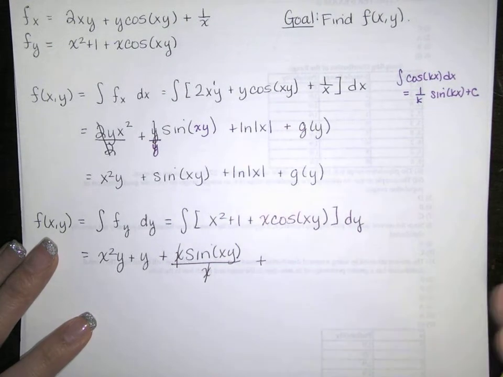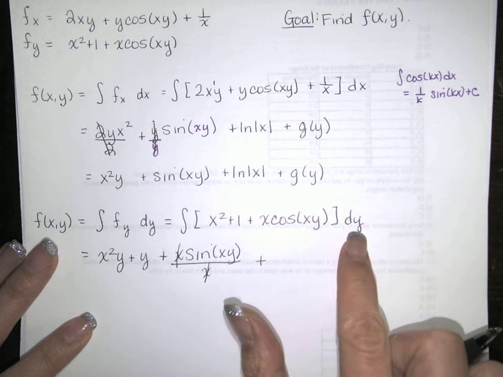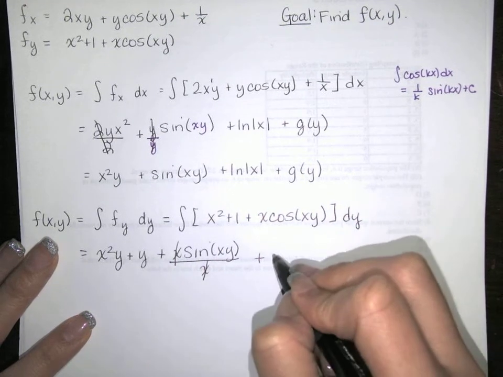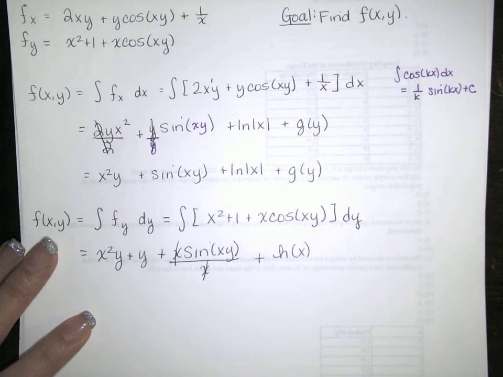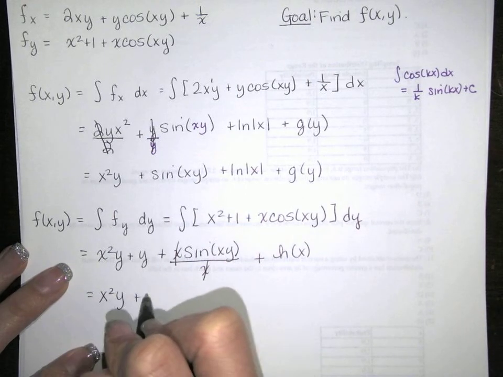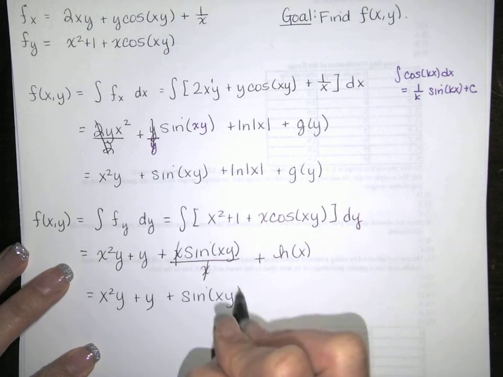And I would want to write plus c, but it's not plus c. It's something that's constant with respect to y, but not necessarily with respect to x, so I'll call that h of x. So f of xy turns out to be x squared y plus sine of xy plus h of x.